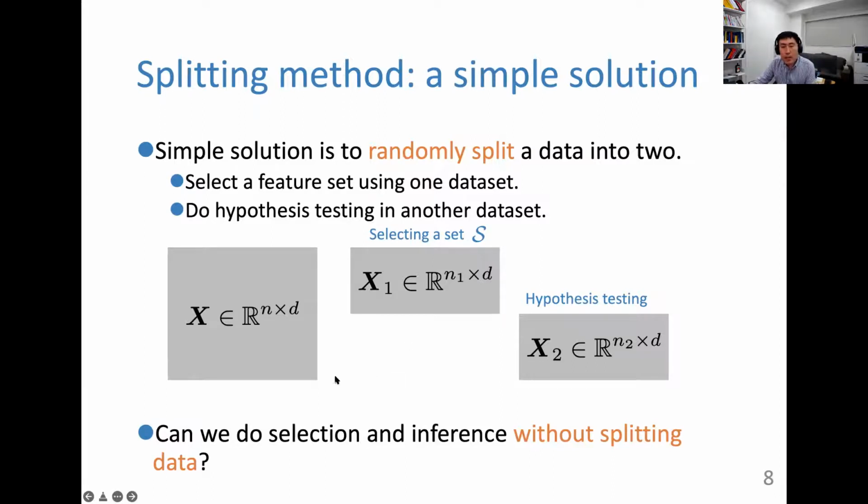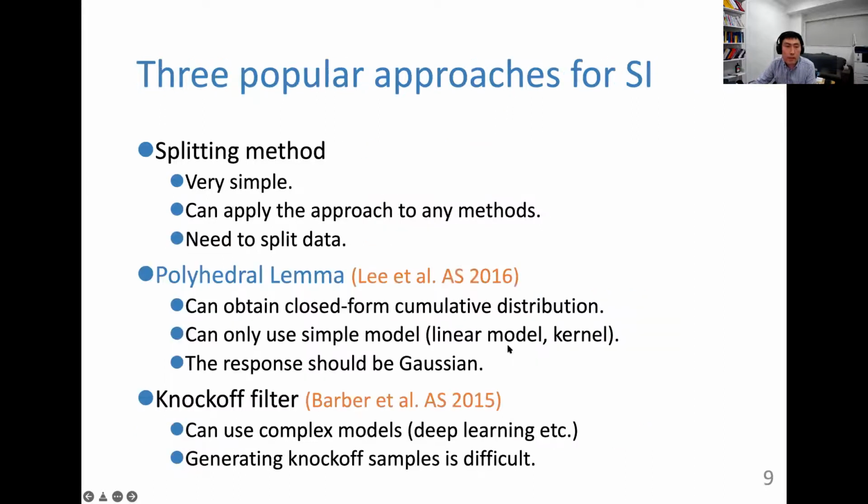However, because we split the data, of course, we can use only a small number of samples for selecting, and also a small number of samples for hypothesis testing. Therefore, the detection power can be degraded. So then the question is, can we do selection and inference without splitting data? So then selective inference is really important.